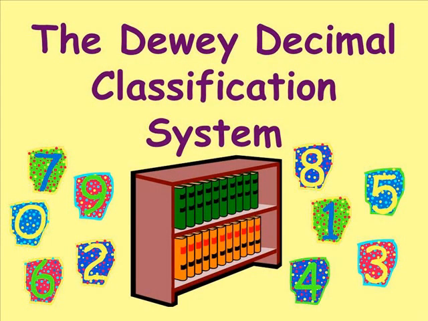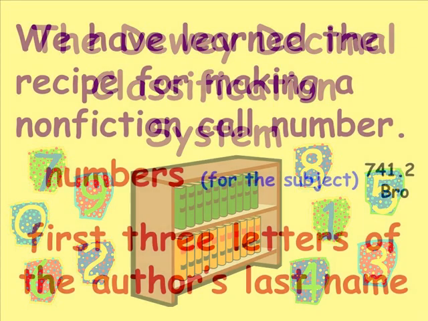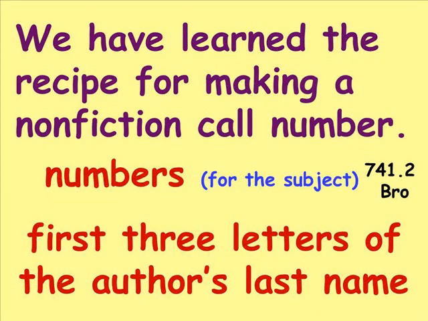Today we're going to learn about the Dewey Decimal Classification System. The Dewey Decimal Classification System is how we shelve non-fiction books. We have learned the recipe for making a non-fiction call number: numbers for the subject, and the first three letters of the author's last name.